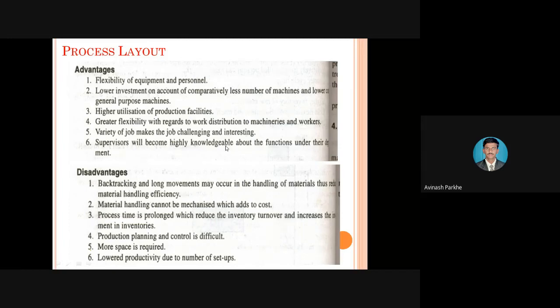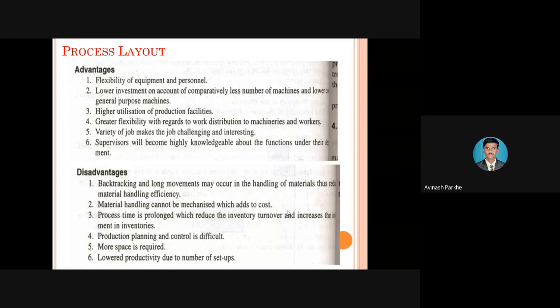As we are manufacturing different types of products, we are applying different types of knowledge while designing each product. Therefore, that supervisor and that worker become very knowledgeable. So these are the advantages, but there are some disadvantages also. Backtracking and long movement may occur while handling the material. Whenever I have to take components from one location to another location, sometimes we have to travel the maximum distance. That means long movement will take place in the case of material, and also in the case of an operator. So such disadvantages occur in the process layout.